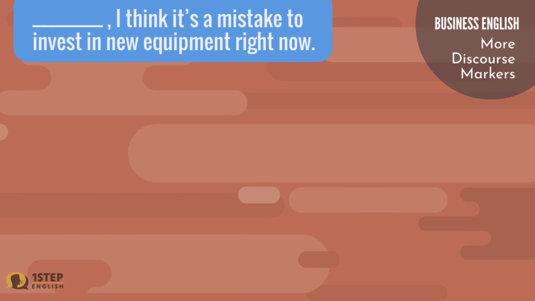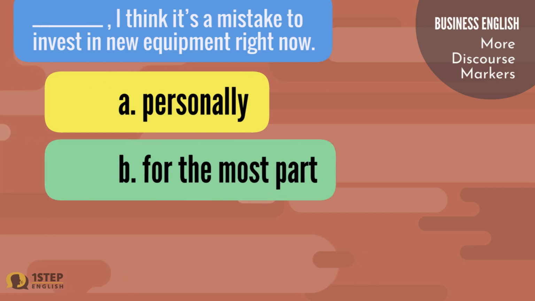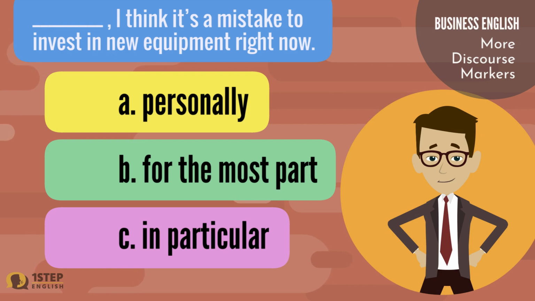I think it's a mistake to invest in new equipment right now. Letter A, personally. Letter B, for the most part. Letter C, in particular. The correct answer is letter A. Personally. Personally, I think it's a mistake to invest in new equipment right now.